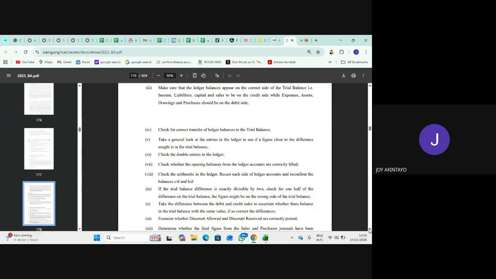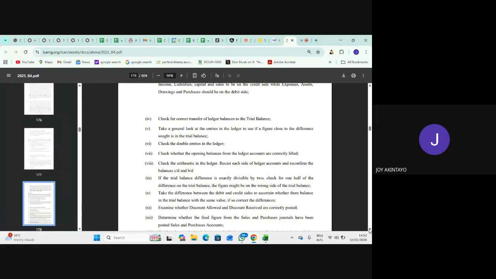Then examine whether discount allowed and discount received are correctly posted. You look for your discount allowed. You know, discount allowed is a loss to the company, so you are debiting it. You look if what you have is actually on the debit side, and your discount received is an income, a gain to the company. So you look at it, if what you posted on your discount received is on the credit side. Are we together?